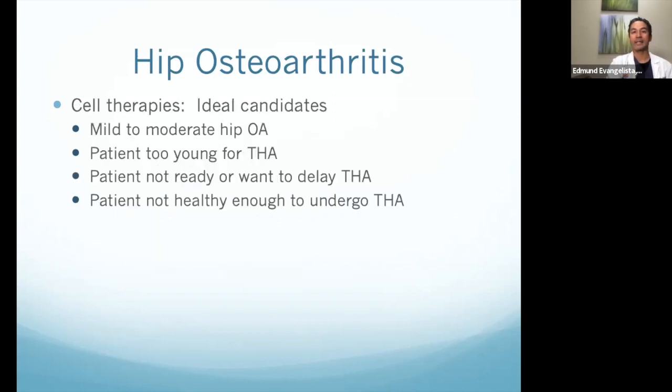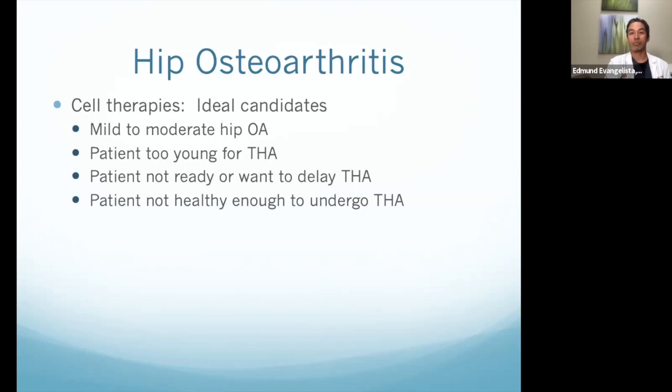So who are the ideal candidates for these cell treatments? Someone with mild to moderate osteoarthritis is a better candidate compared to someone who has severe arthritis. Once it's bone-on-bone severe arthritis, these cell therapies aren't very successful. Again, someone who's too young to have that hip replaced, if someone's in their 30s or 40s, we want to try to delay that hip replacement until a point in time where hopefully once they get the hip replacement, that'll last you the rest of your life. So we can try to preserve that joint with some of these cell therapies until they're older.